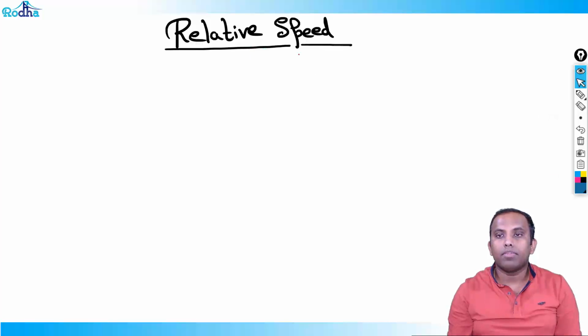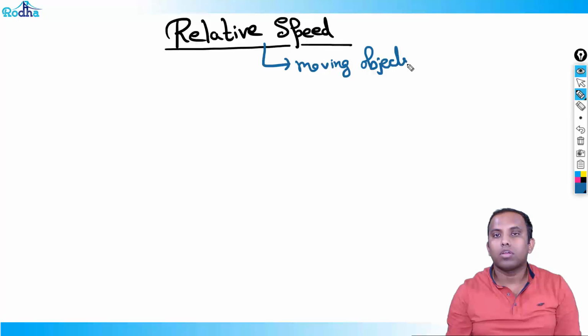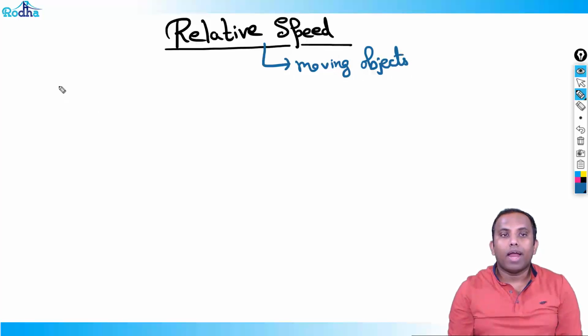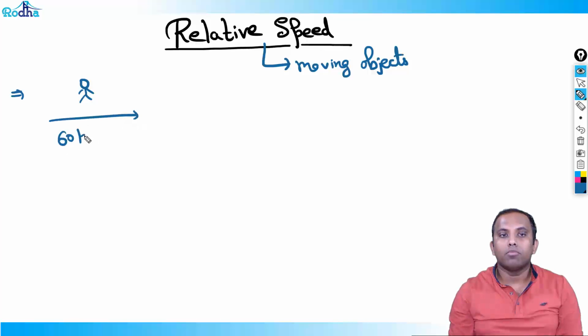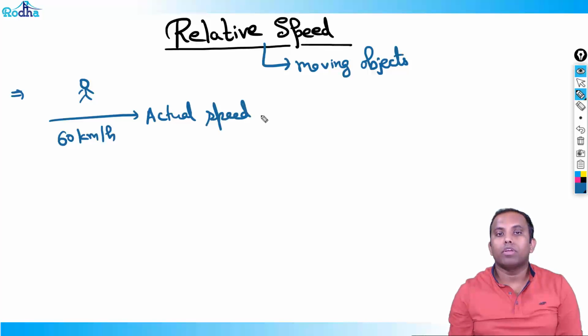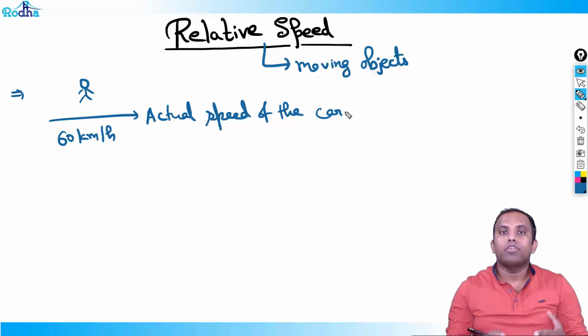Relative speed is basically compared for moving objects. Because if I am standing at a point on the road and a car is moving at the speed of 60 km per hour in front of me, then this is the actual speed of the car. There's nothing relative to it. I can say the relative speed with respect to me is 60 km per hour, but I am stationary, so this is the actual speed of the car.